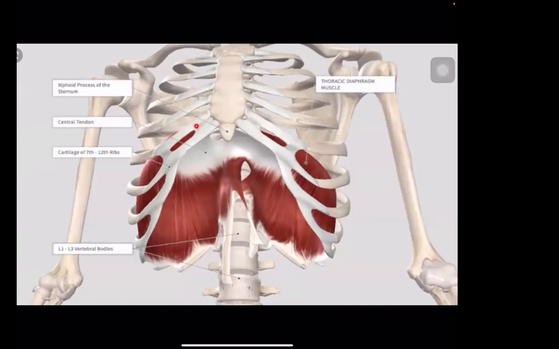As we see here, the diaphragm arises in slips from the lower six costal cartilages. This is the lower six costal cartilages, and we see here the diaphragm arises from them. The third part arises from the posterior surface of the xiphoid process of the sternum. This is the xiphoid process, and the posterior part arises in two slips from its posterior surface. The last one is the central tendon. This is the central tendon, the white part, which is actually not central as it is closer to the sternum, and it fuses with the pericardium.